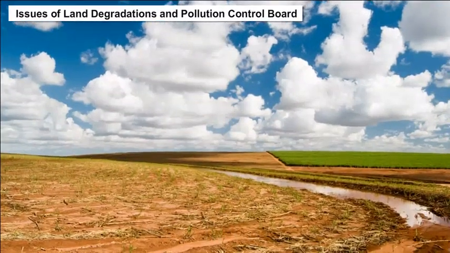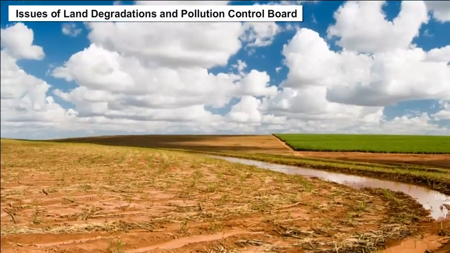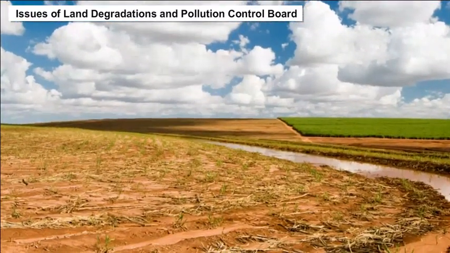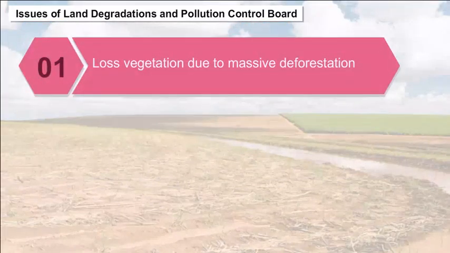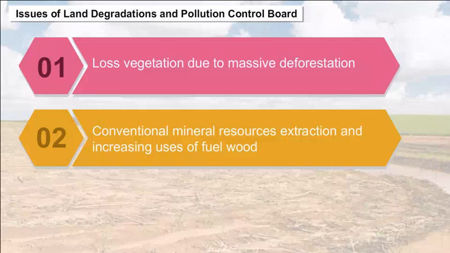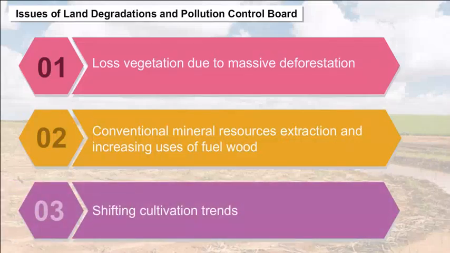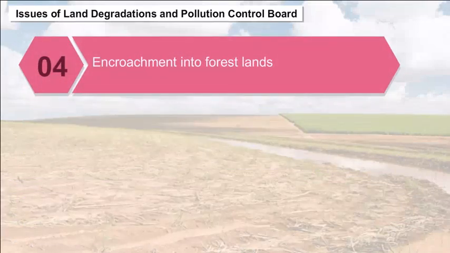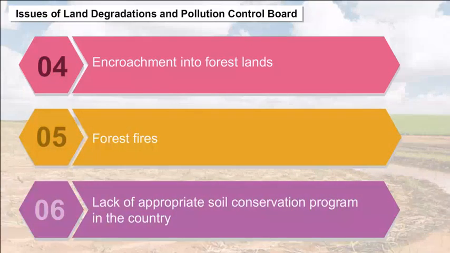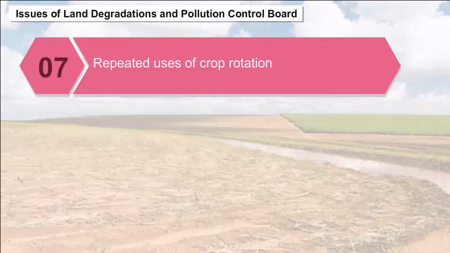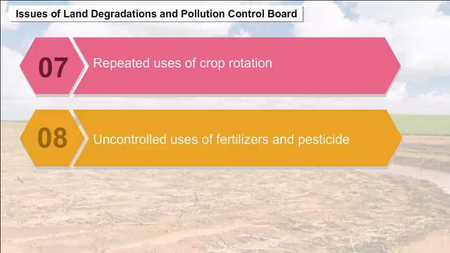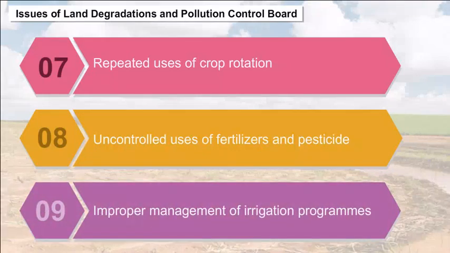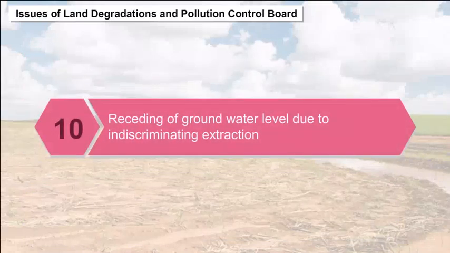Issues of land degradation and the Pollution Control Board. Some important factors responsible for soil degradation in India are loss of vegetation due to massive deforestation, conventional mineral resource extraction and increasing use of fuel wood, shifting cultivation trends, encroachments into forest lands, forest fires, lack of appropriate soil conservation programs in the country, repeated use of crop rotation, uncontrolled use of fertilizers and pesticides, improper management of irrigation programs, and the receding of groundwater level due to indiscriminate extraction and others.